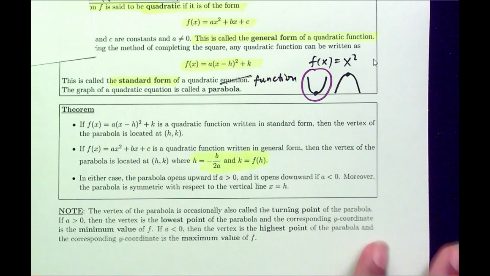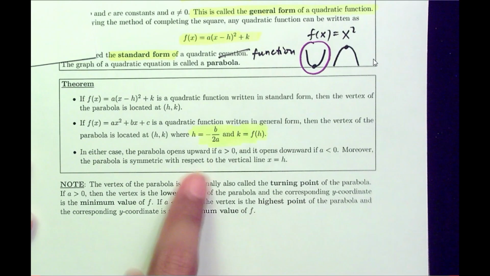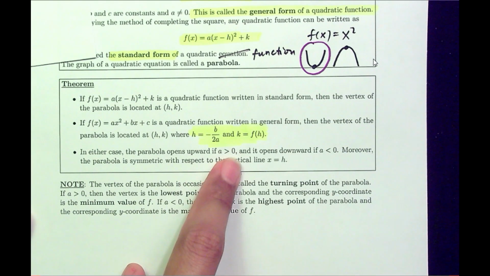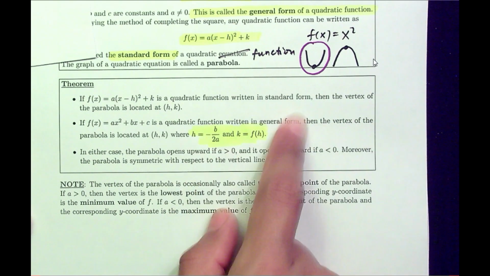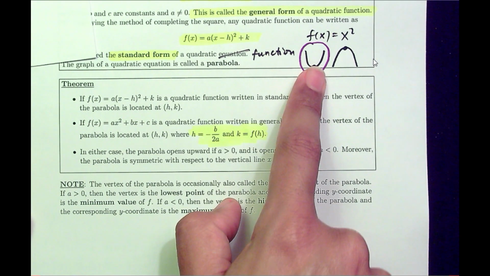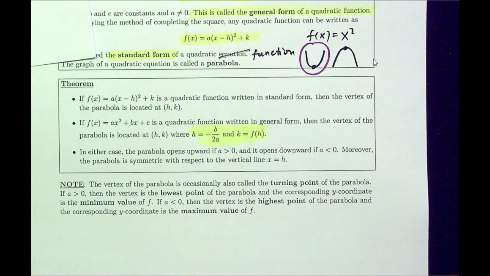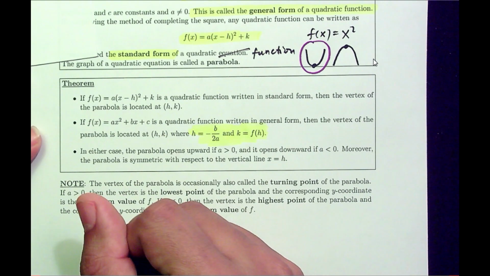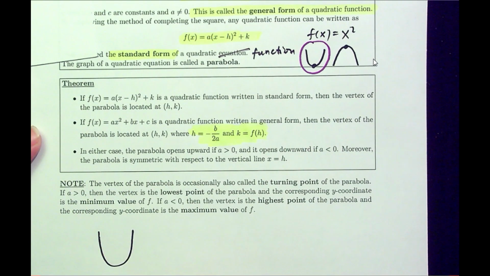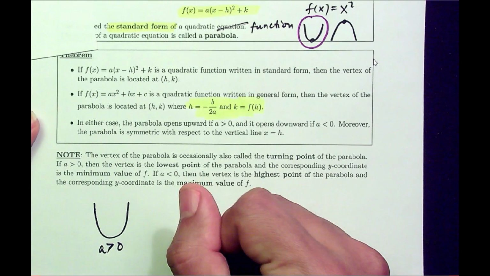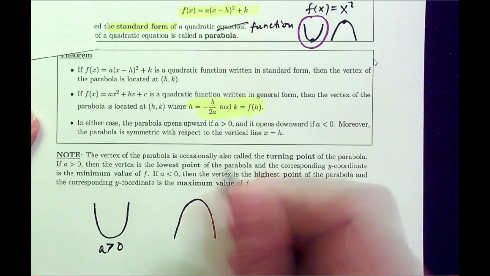All right, and one more thing about the graph is that if the a is positive, the graph is going to open up like that. And if the a is negative, the graph is going to open down like that.